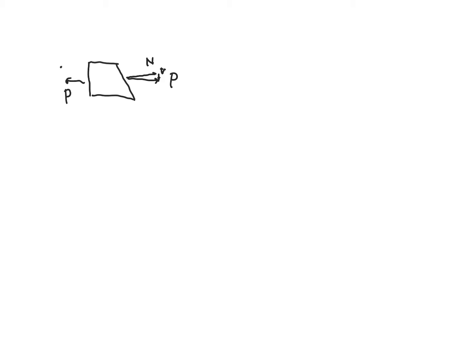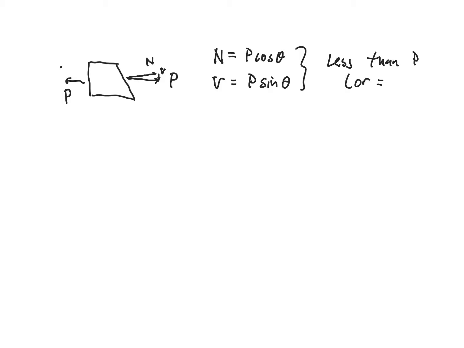And I'm going to repeat what we just had on that earlier board. So we're going to have that N is equal to P times the cosine of theta, and V is equal to P times the sine of theta. Now, notice all of those are less than P. The max it can be is P. In other words, those have to be less than the magnitude. So less than P. I guess we should say or equal to.